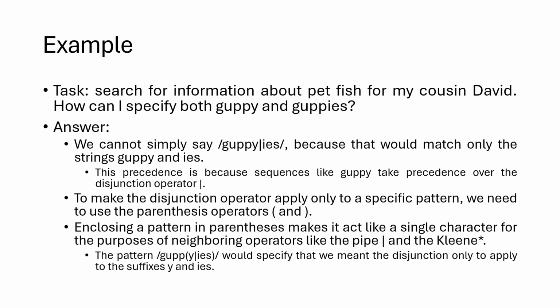So we can use parenthesis for this. For example, here we are enclosing this y and ies separated by the pipe symbol inside the parenthesis. So this takes precedence now. When we enclose a pattern like this in parenthesis, it acts like a single character for the search process. So this would specify that we mean the disjunction only to apply to the suffixes y and ies.